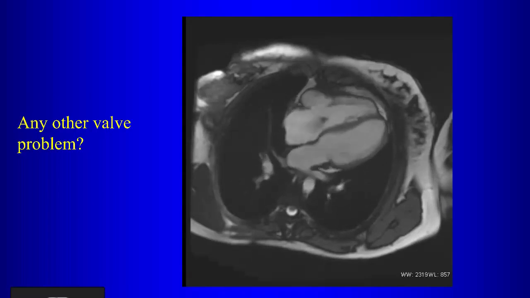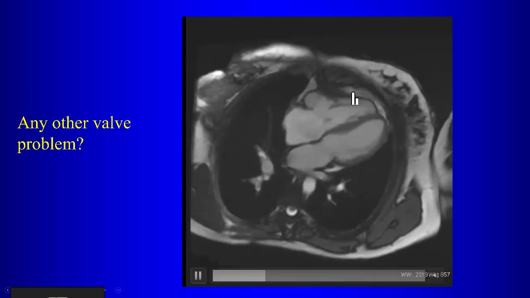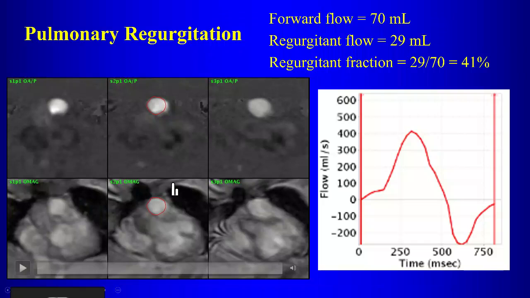Does this patient have any other problem? Tricuspid regurg. Yeah, there's tricuspid regurg here too. So here's the right ventricle on the big side, and you can see the jet and tricuspid regurg. So this patient also has some tricuspid regurgitation there.